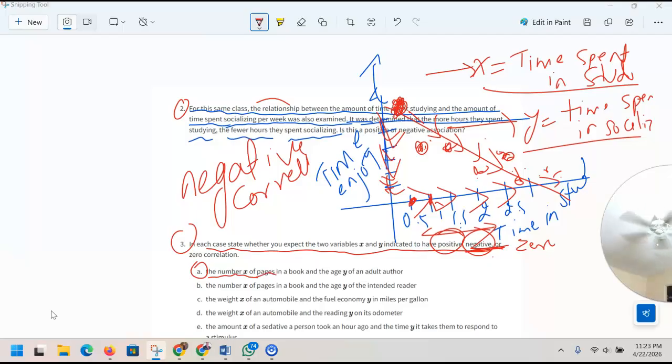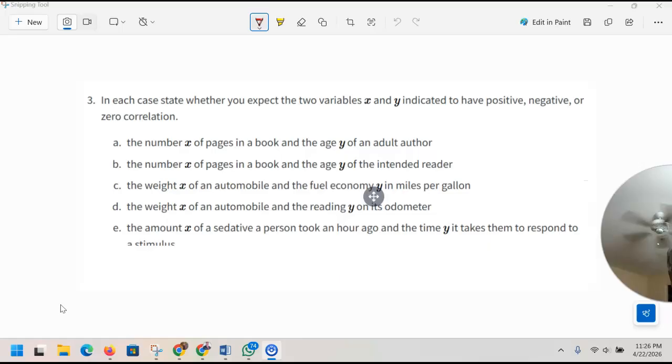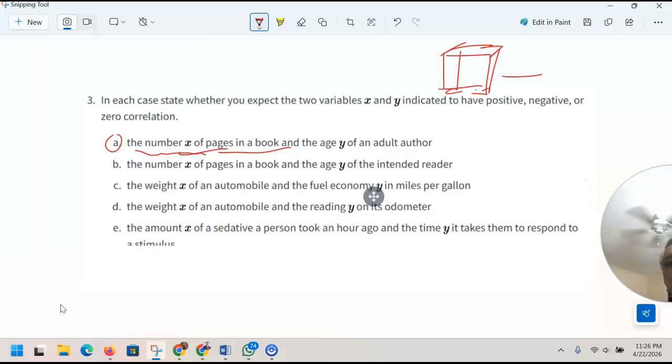Let me pull out a new page. So the first question is the number x of pages in a book. This is a book, right? And the relation between this and the age of the person, whoever the person is reading. So this is the x and this is the y.